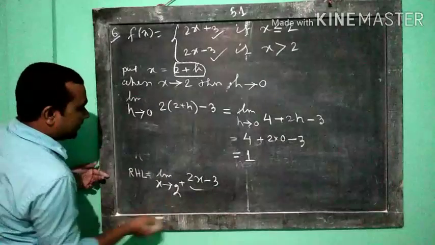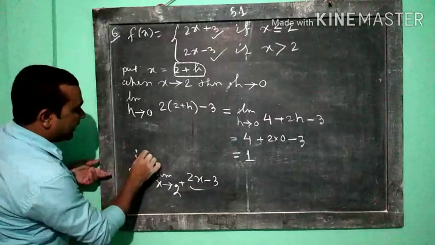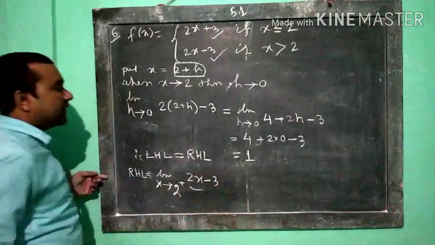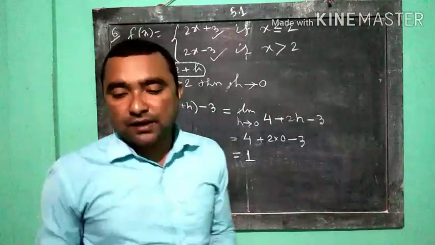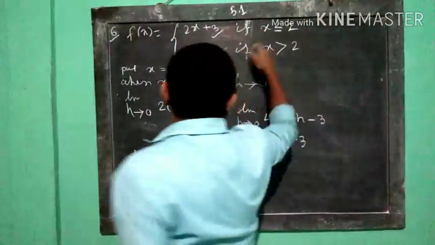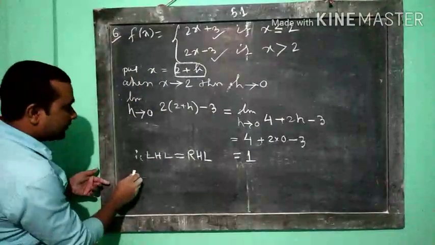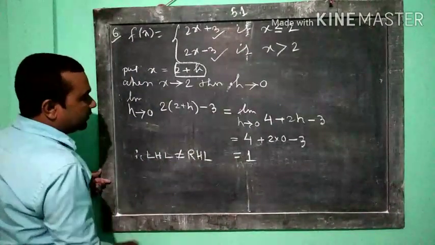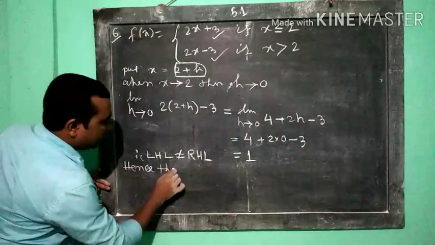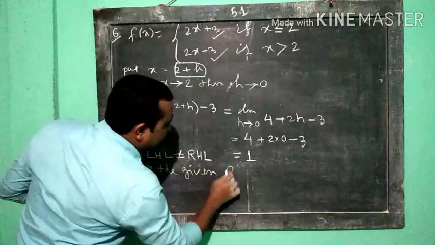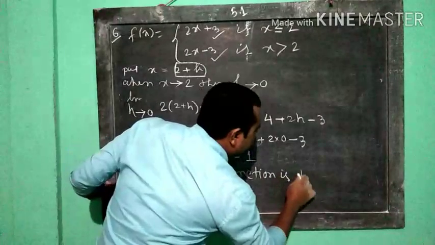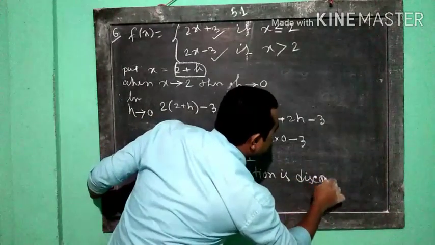Therefore, left hand limit is not equal to right hand limit. Since the left hand limit is not equal to the right hand limit, the given function is discontinuous at the point 2. Hence the given function is discontinuous at x equal to 2.